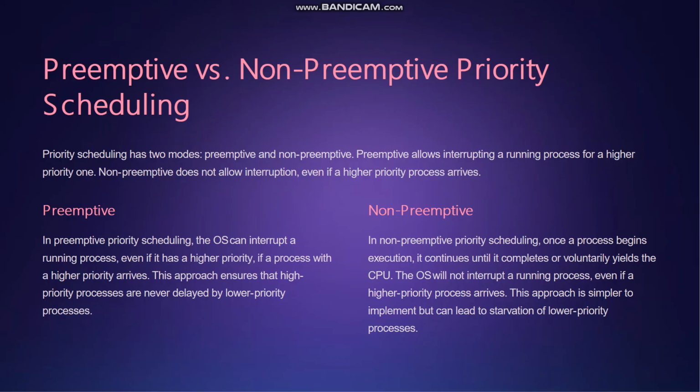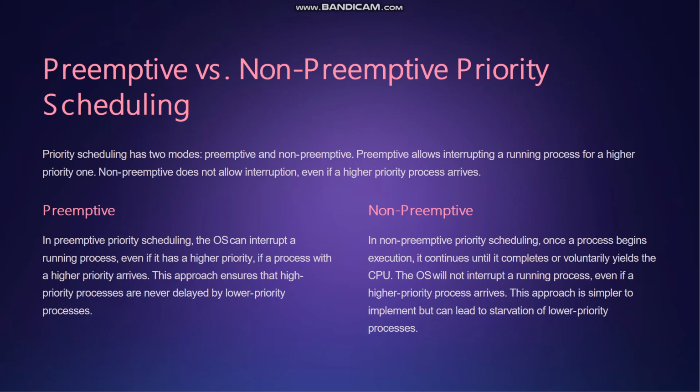Preemptive versus non-preemptive priority scheduling. Priority scheduling has two modes, preemptive and non-preemptive. Preemptive allows interrupting a running process for a higher priority one. Non-preemptive does not allow interruption even if a higher priority process arrives.